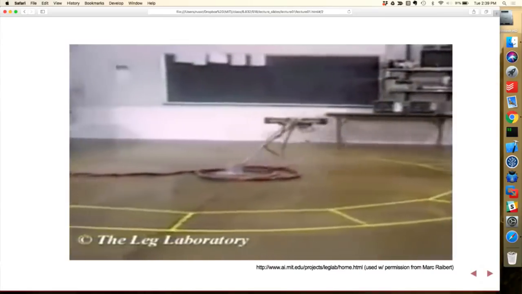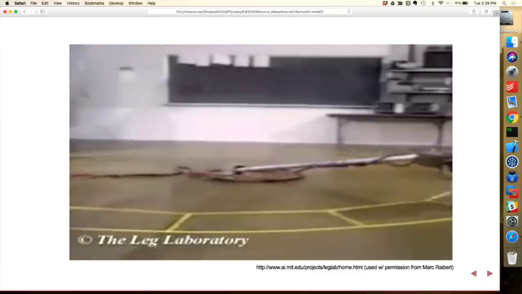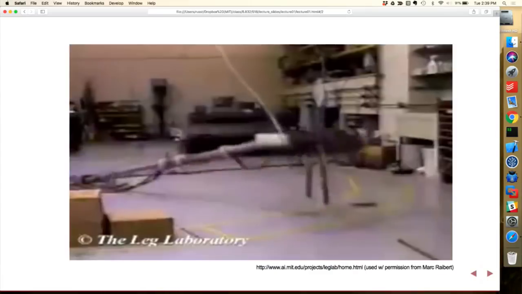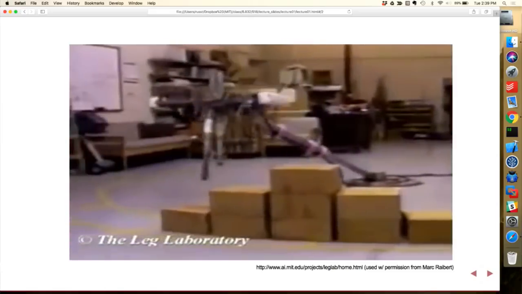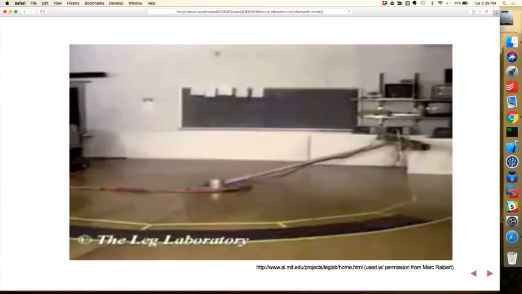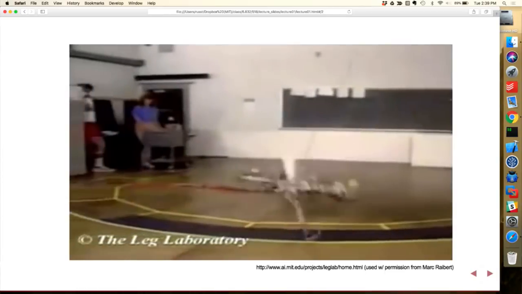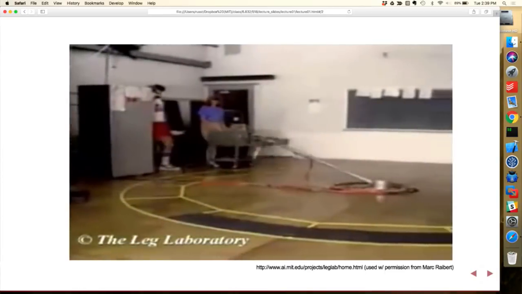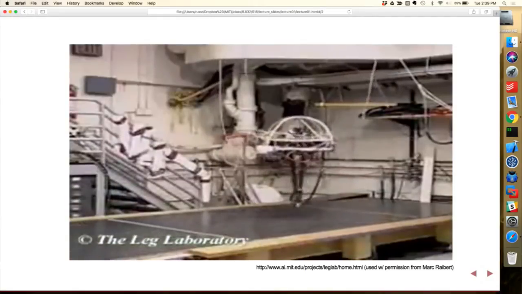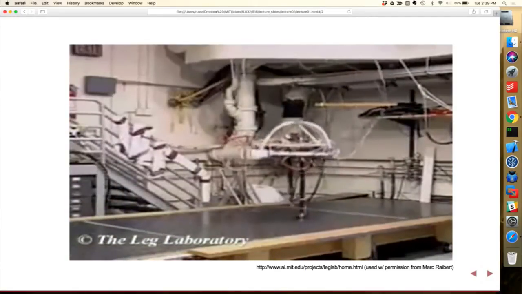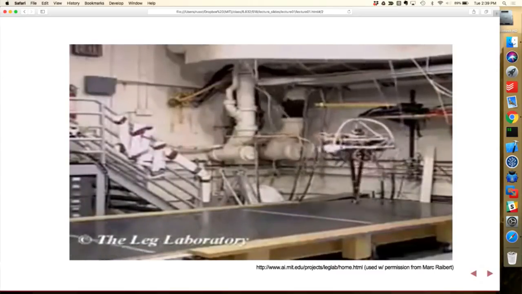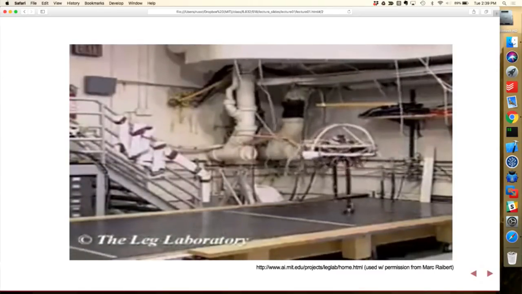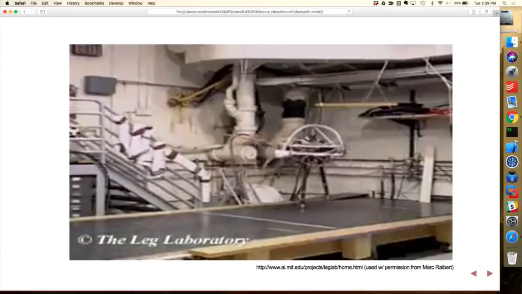He actually wrote a beautiful series of papers back then about how to run on two legs as though they were one, and then how to run on four legs as though it was one. And he even had a quadruped, you'll see in a minute, back in the early 80s. These were doing flips. If you've seen the more recent Boston Dynamics video of a robot doing a flip, that was sort of a throwback to this.